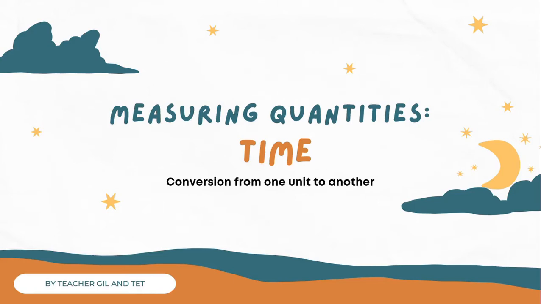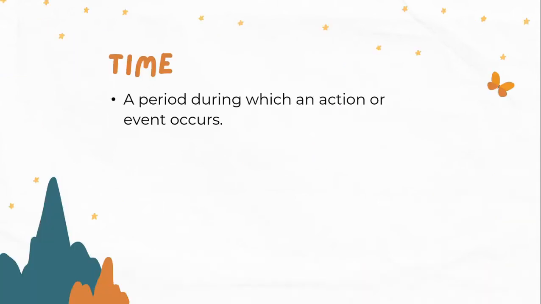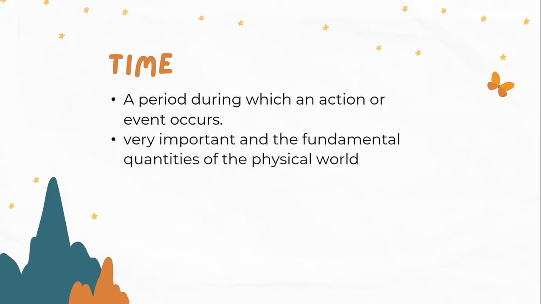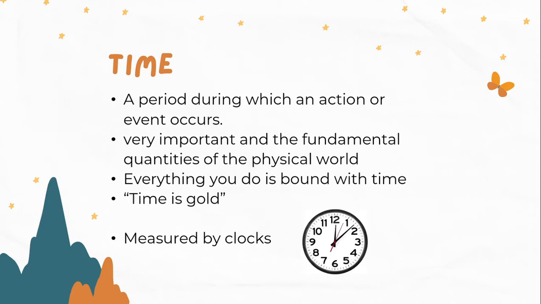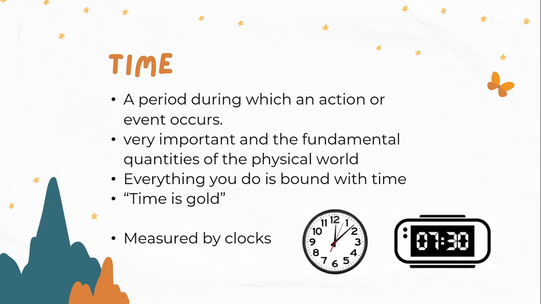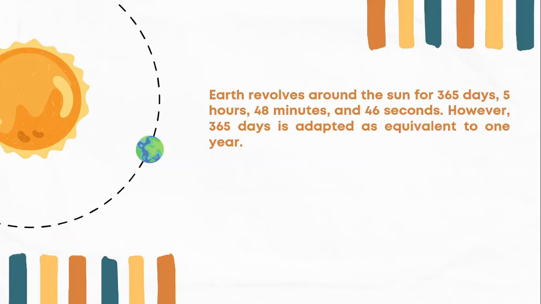So, time. Time is a period in which an action or event occurs. It's one of the very important and fundamental quantities of the physical world. Everything you do is bounded by time, which is why we say that time is gold, and it is measured by clocks, just like this analog and this digital.